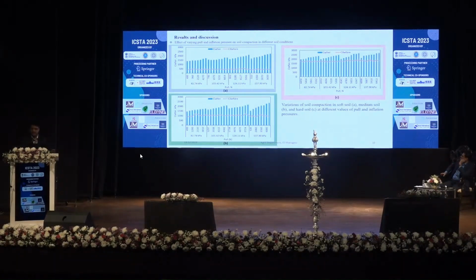This is the variation of the soil compaction at different values of the pull and inflation pressure in different soil conditions, such as soft soil condition, medium soil condition, and hard soil condition. From this we can conclude that the soil compaction increases with the increase in the pull and the inflation pressure. The possible reason could be that if the inflation pressure increases, the contact area of the tire gets reduced, so the ground pressure increases, and the tire sinkage also increases. This tire sinkage causes higher soil compaction.